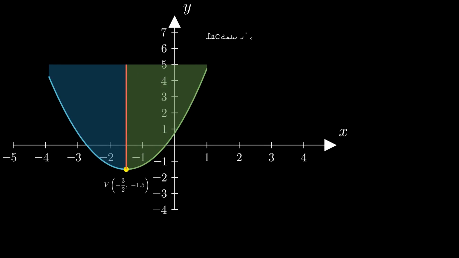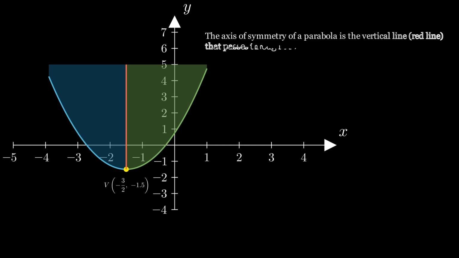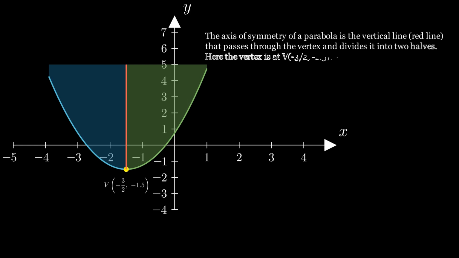The axis of symmetry of a parabola is the vertical line, shown in red, that passes through the vertex and divides it into two halves. Here the vertex is at (-3/2, -1.5), so the axis of symmetry is the line x equals -3/2.